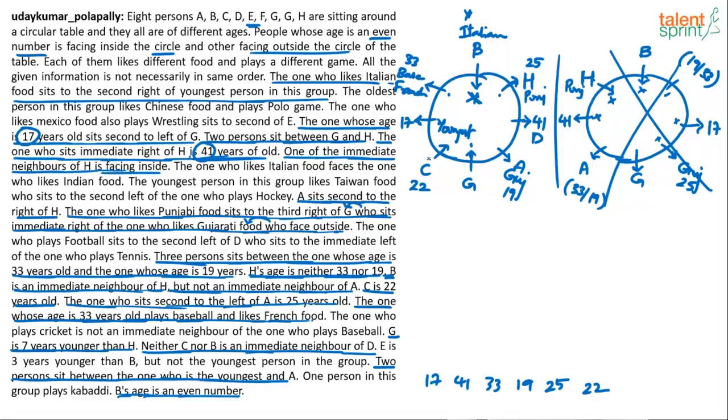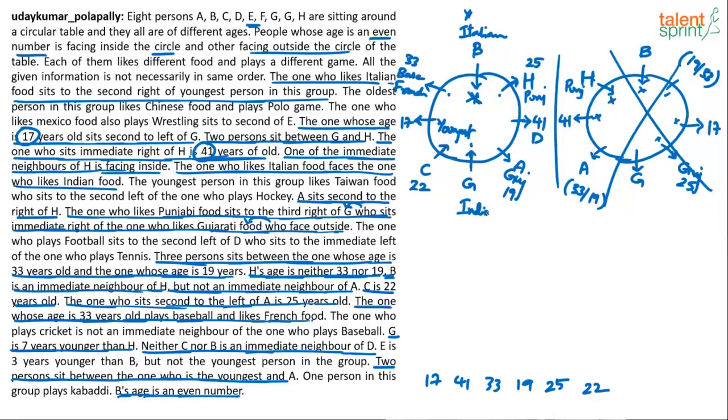Now you can ask me, why am I taking left of E? Why can't I take right of E? Because nothing is given. Either way it can be taken. So let's find something else. The one who likes Italian food faces the one who likes Indian food. Okay, this is straight information. So Italian is here, this should be Indian.